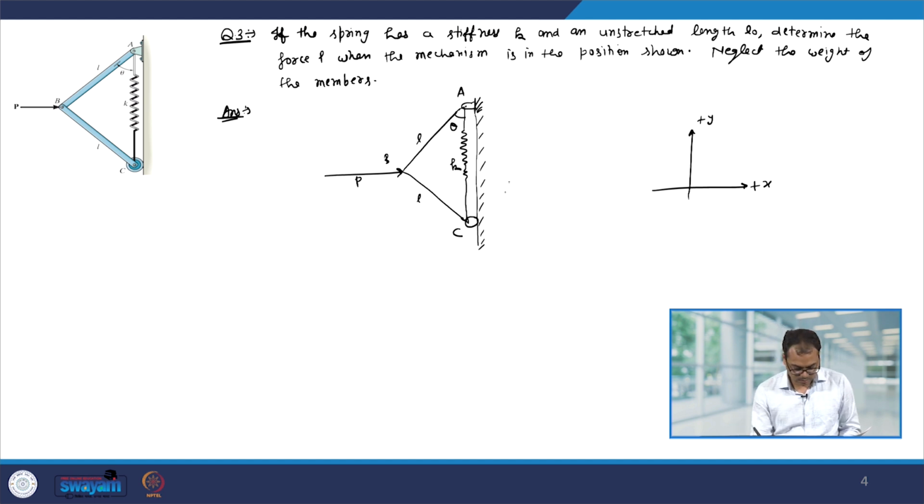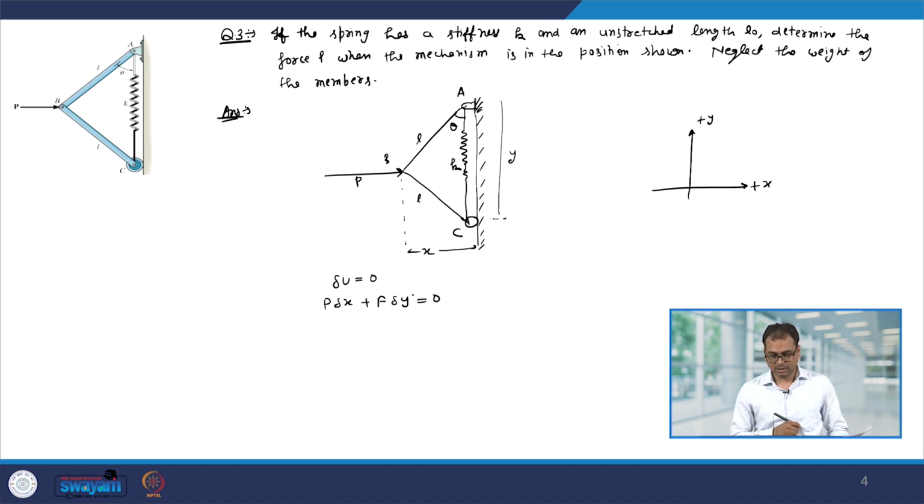Now, let us say this length is x and this height is y. You can see here that the force P is balanced by the force which is provided by the spring, and therefore the system is in equilibrium. So, there are two forces, P and let us say the spring force is F. So, we have the equation delta U equal to 0, and force P into delta x plus spring force F into delta y is equal to 0.